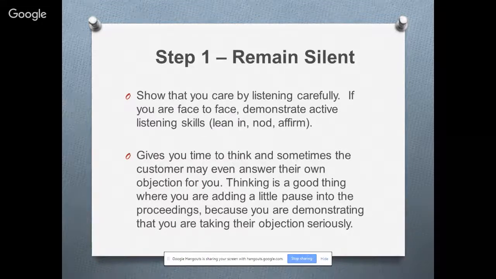If you are face-to-face with that student, demonstrate active listening skills: leaning in, nodding, affirming what they're saying. And the same thing goes if they're on the phone. If you're an online student services coordinator, an instructor, a PD, let the student know that you're listening. Yes, okay, yep, okay. Letting them know as you're listening that yes, you are actively listening to them, so they're not going, hello, is anyone there? It's important. It gives you time to think, and sometimes gives the student time to explain what's happening so you know how you can overcome that objection.